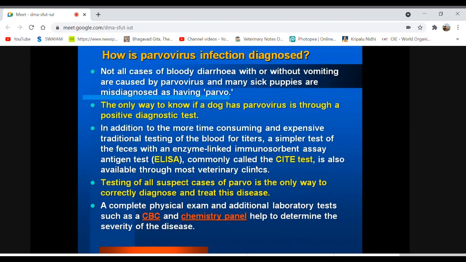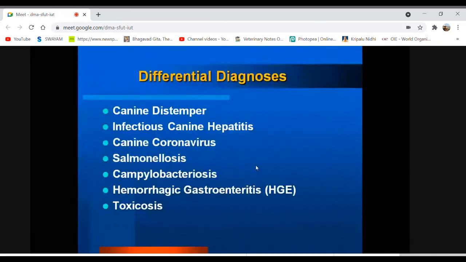So lastly, for diagnosis, as we have already discussed ELISA and these things, some more diagnostic techniques can also be done in the laboratory, such as CBC, the complete blood picture and examination, okay. All these are also important.